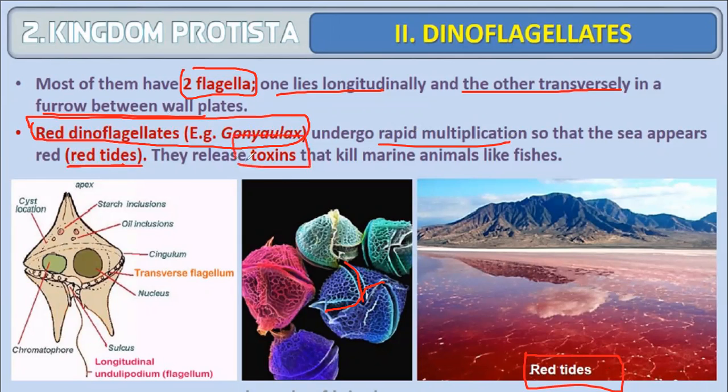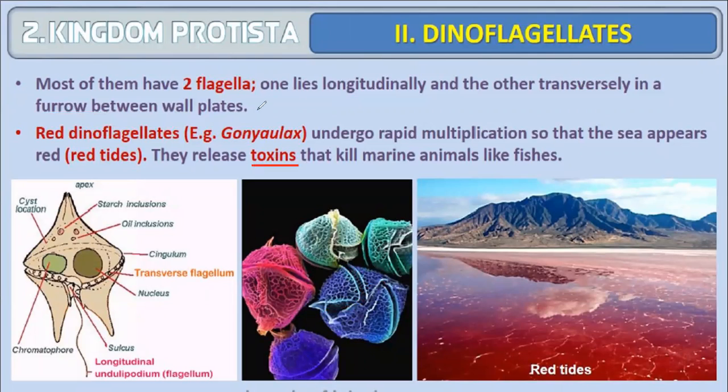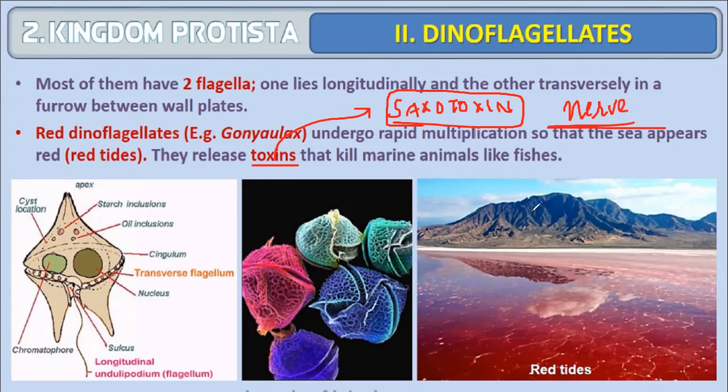They release certain toxins that kill marine animals like fishes. You have to study that particular thing, that is the toxin. The toxin produced by Gonyaulax during red tide is known as saxitoxin, which is considered to be a nerve toxin.